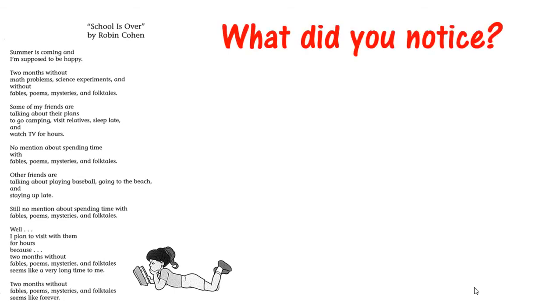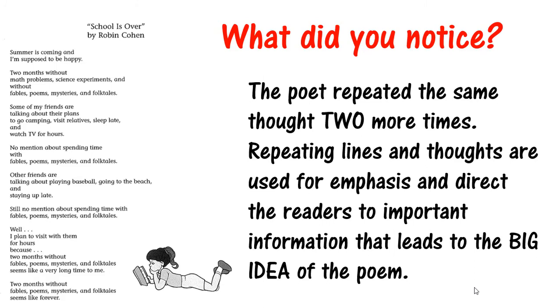So what else did you notice? The poet repeated the same two lines, the same thought two more times. Repeating lines and thoughts are used for emphasis and direct the readers to important information that leads to the big idea of the poem. So when they repeat phrases and words, you know that's important. We've spoken about that before.